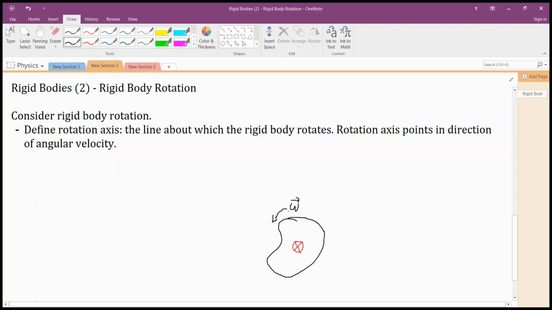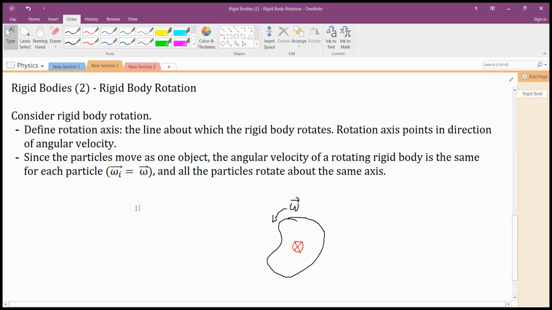I've denoted the direction of the rotation with this angular velocity omega, and it is a counterclockwise rotation. This angular velocity, therefore, is pointing out of the page. And so we see the axis of rotation is going out of the page. And of course, since the axis of rotation is a line, also going into the page. They are on the same line.